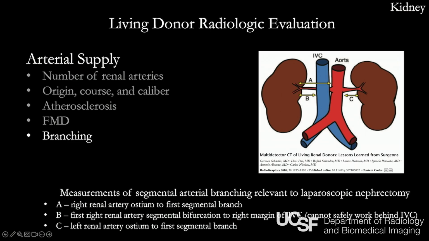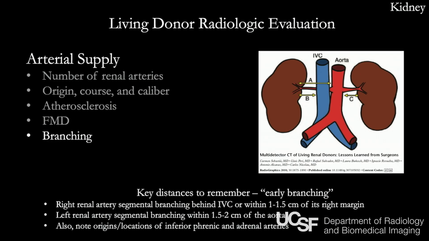Similarly, measurement C here is the left renal artery ostium to the first segmental branch. Again, the measurement of the vascular pedicle for implantation. Key distances to remember correspond to what we call early branching, and this is the right renal artery segmental branching behind the IVC or within 1 to 1.5 centimeters of its rightward margin. So you want to have an idea of what your safety margin is here for vessel ligation.